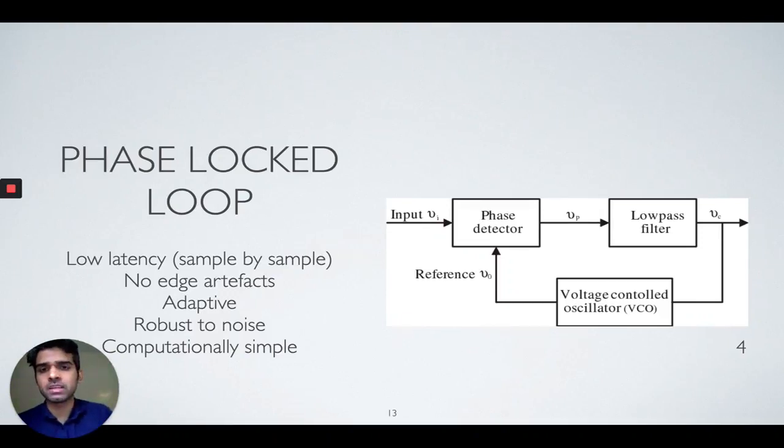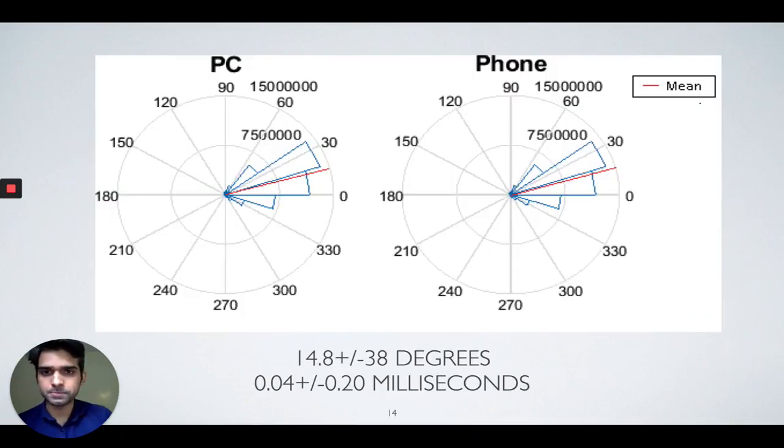In this way, what you need to know is that this extracts the phase of an incoming signal in real time. The advantage of using this as opposed to a Fourier transform based technique is that it operates sample by sample, not on chunks of data. Hence, it's low latency and very quick. And because it does not operate on a chunk of data, there are no edge artifacts, it's adaptive, robust to noise, and computationally very simple. So that's the algorithm we used.